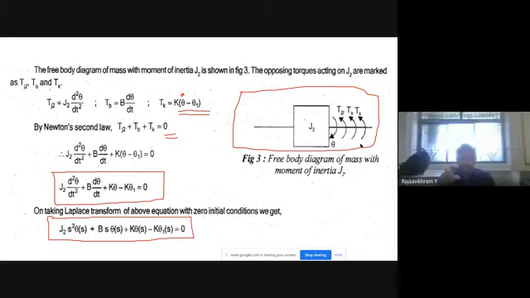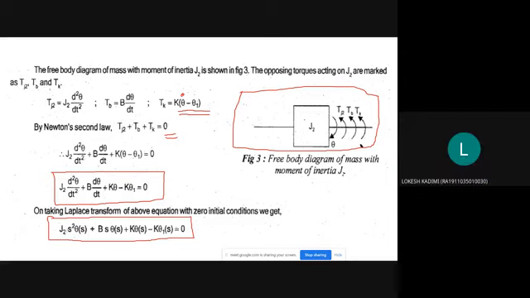Okay. You understand that? See, J2 will be rotating clockwise and J1 will be rotating anti-clockwise. It is not possible practically, right? Both J1 and J2 rotate in the same direction. Any doubt?